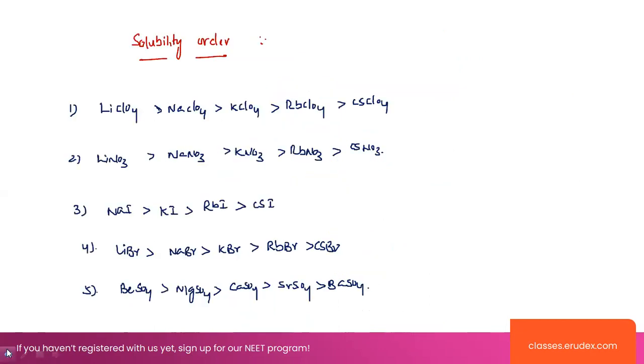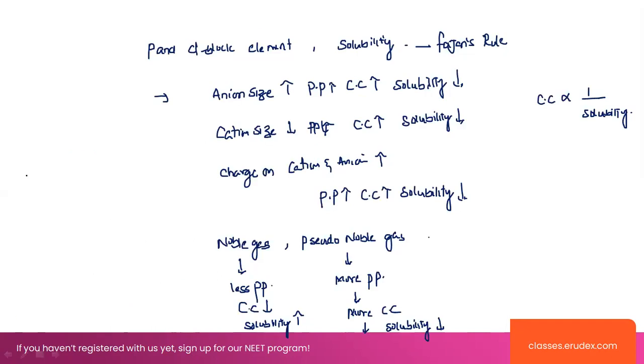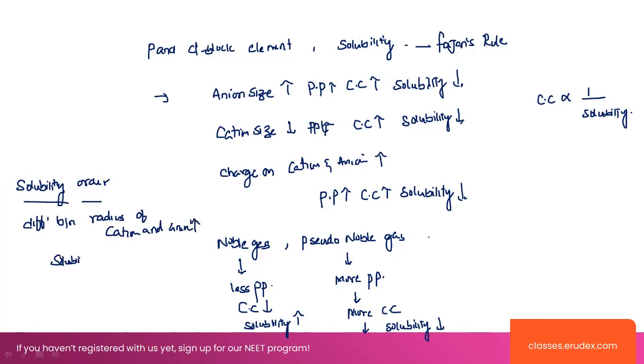So based on these factors, we will take some examples. And one more important point I want to discuss here. First of all, the solubility order can be explained on the basis of the difference between the radius of cation and anion. When the anion is more, then automatically solubility will be more.